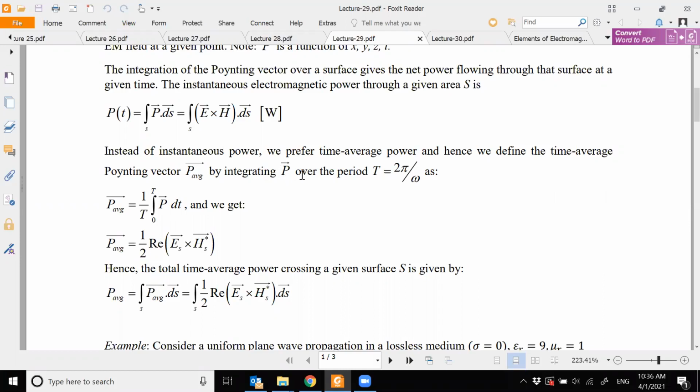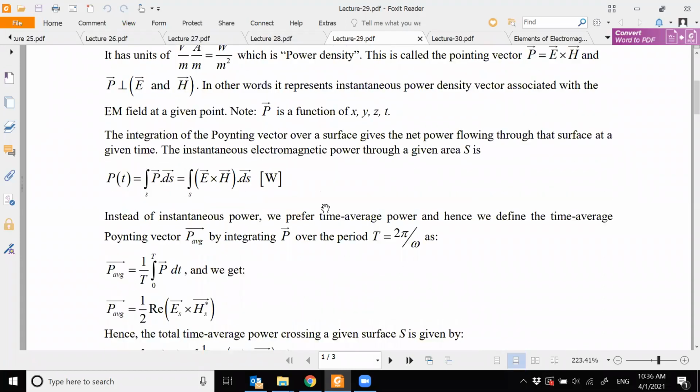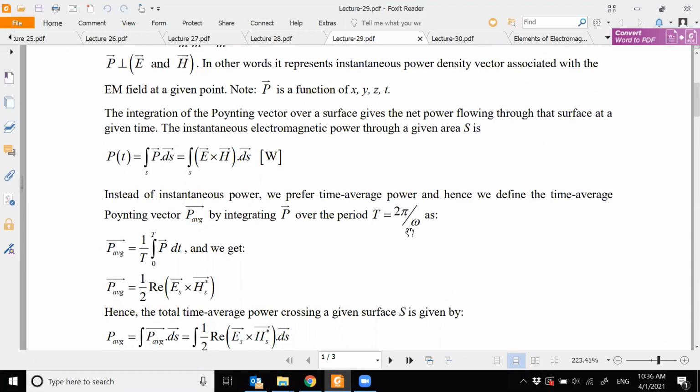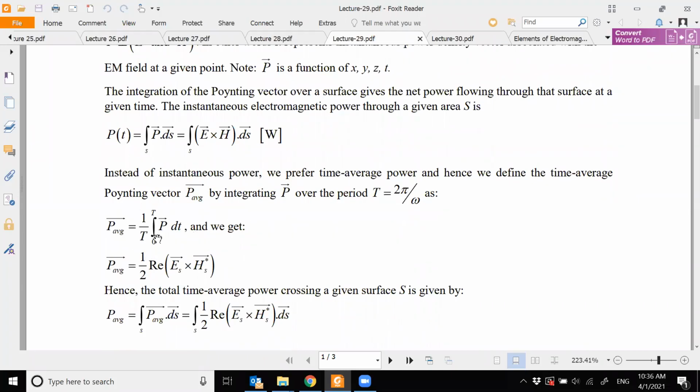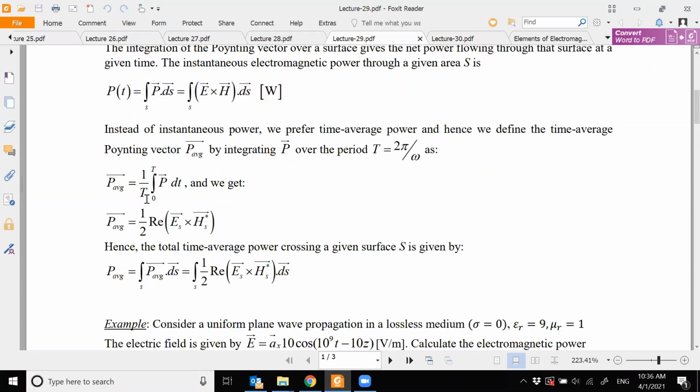How? By integrating the instantaneous power density vector P over the time period of our electromagnetic wave, which is 2 pi over omega. This is very typical. This is coming from electric circuits. You can think of it from the electric circuits point of view.